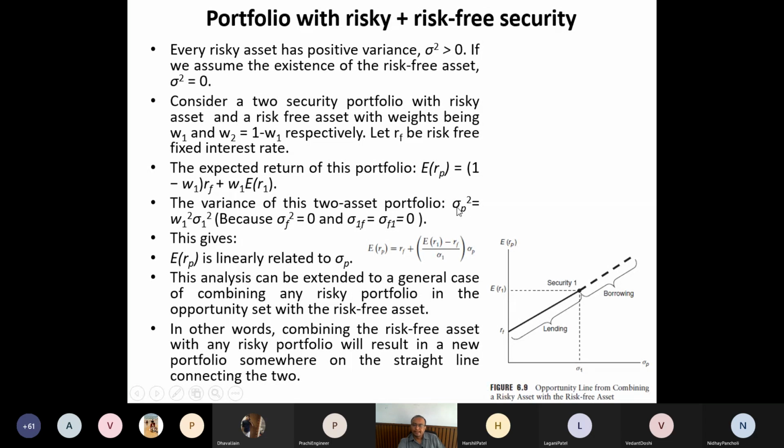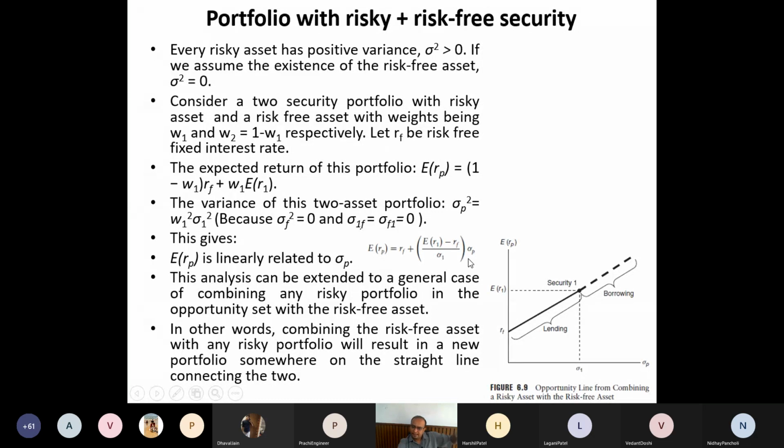So from this, sigma P is a positive quantity. So let me say sigma P is W1 sigma 1, and I substitute in this equation of ERP. So I have ERP equal to (1 minus W1) into RF plus W1 into ER1. And if I substitute W1 equal to sigma P by sigma 1 in this equation, I get a relation between ERP and sigma P, which is now a straight line.